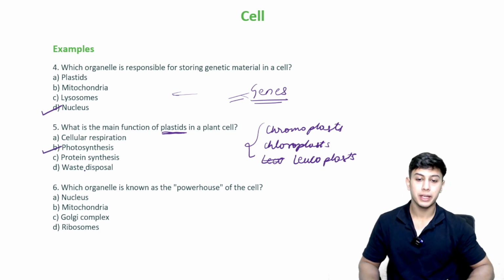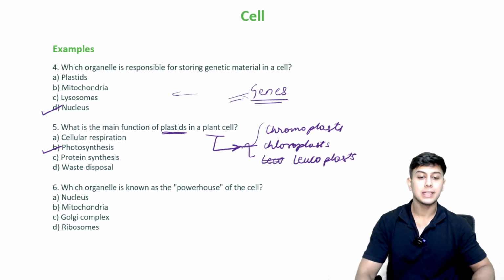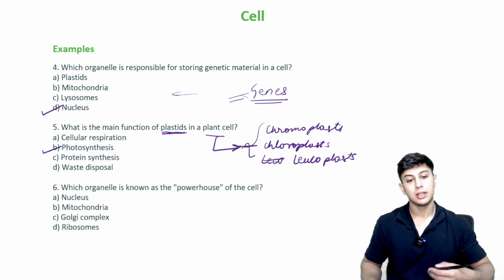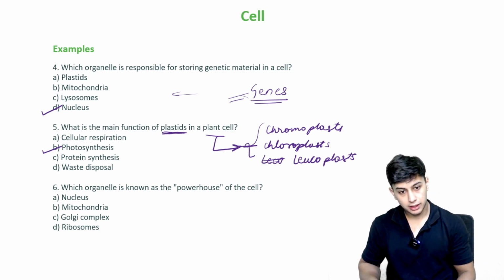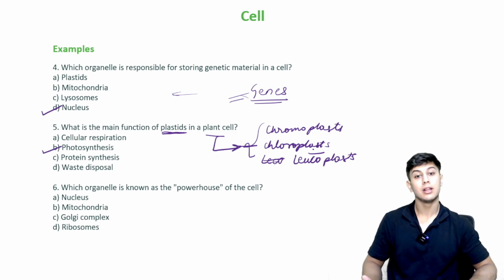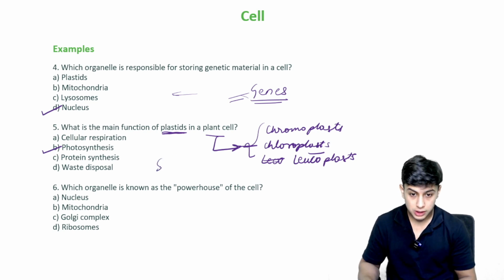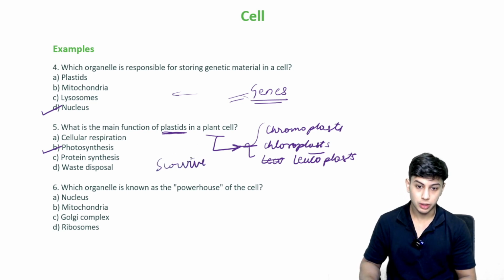This is the main function of plastids in plant cells, because in plant cells, chloroplasts, the ones containing chlorophyll, play a major role. Why? Because the food of the plant depends on this plastid. If these plastids don't exist in a plant cell, what would happen? They will not be able to survive. So the main function of plastids in a plant cell is photosynthesis.